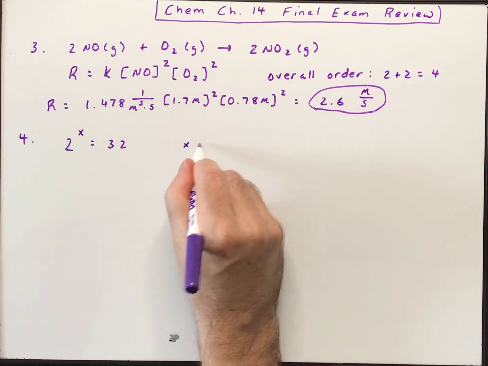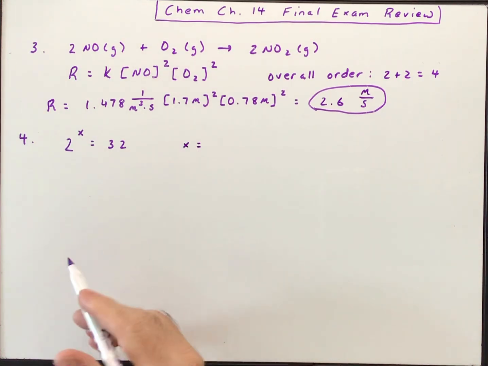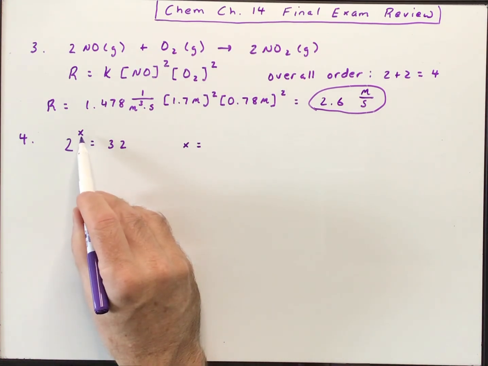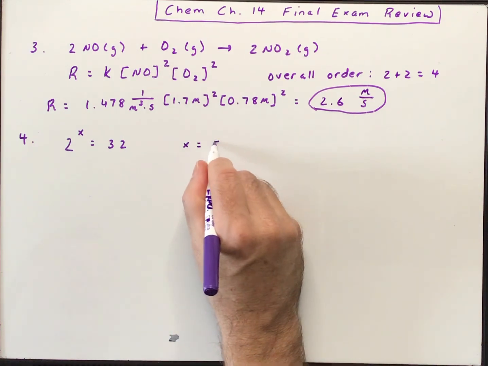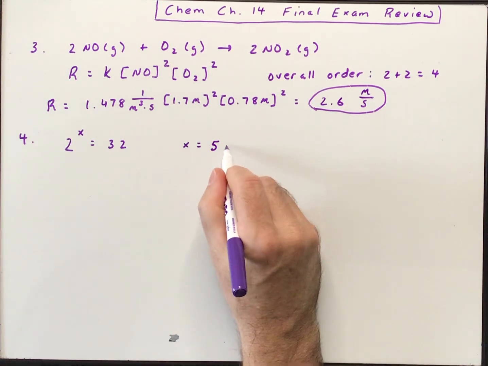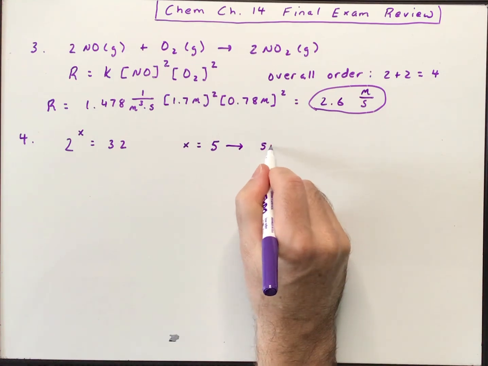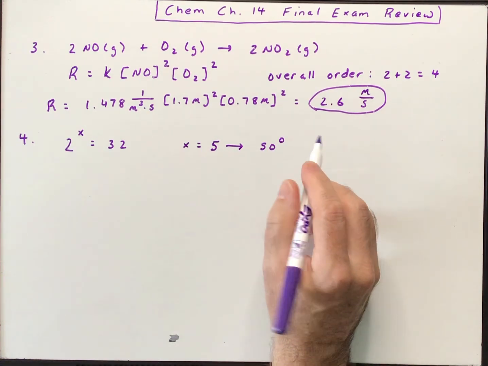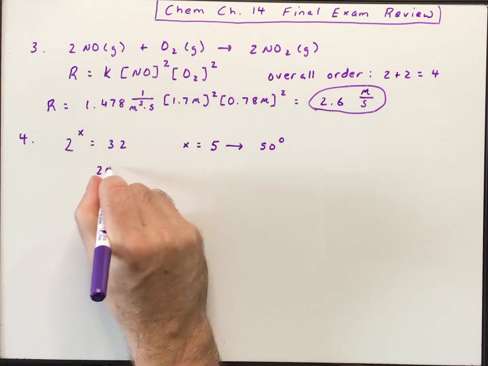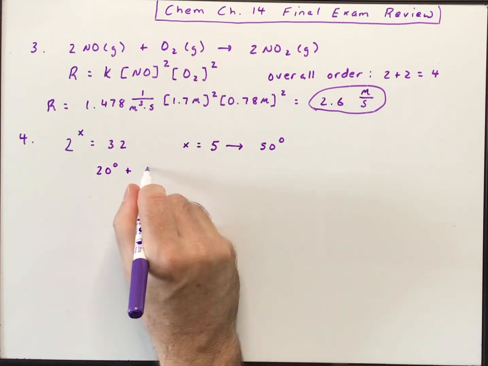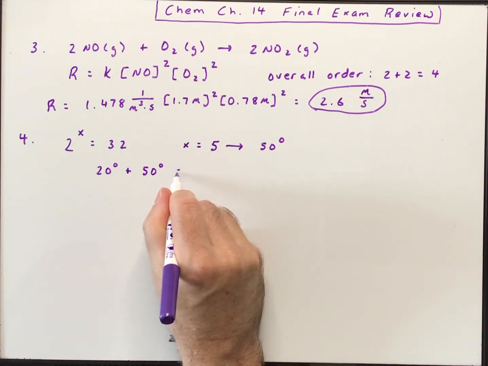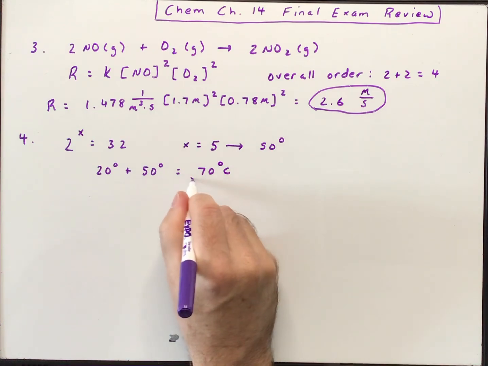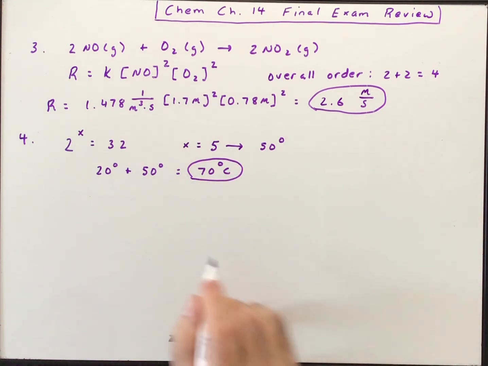Well, x, if you haven't memorized these powers, 2 squared is 4, 2 cubed is 8, 2 to the 4th is 16, 2 to the 5th is 32. So each digit stands for 10 degrees. So 5 is 50 degrees. So if he wants to speed up the reaction, he needs to increase by 50 degrees. So that's going to be 20 degrees where he starts plus 50 degrees. So he's going to have to run the reaction at 70 degrees Celsius.